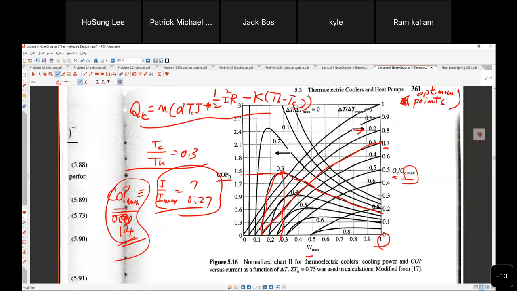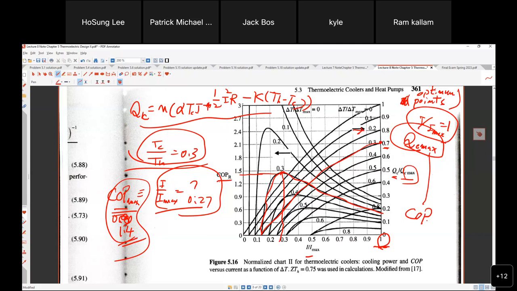And then what would be... still TC is 0.3. What would be maximum cooling is... you can get the maximum cooling one. Current is one for maximum cooling. Do you know in this case what is COP? Anyone? For maximum cooling, what would be COP?